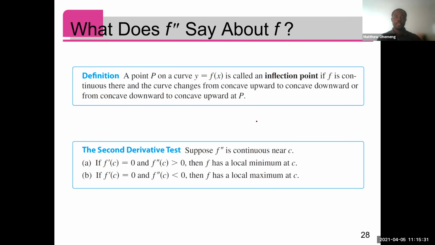Now, let's also define something we call a point of inflection, right? For a point of inflection, we call a point P a point of inflection if at that point the function changes from concave upward to concave downward, or from concave downward to concave upward. Whenever you have that switch at that point, then we call that point a point of inflection, right?